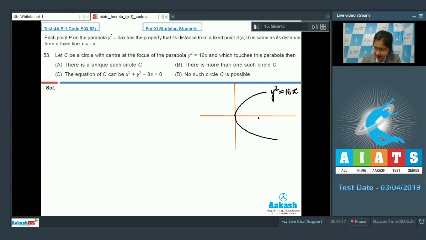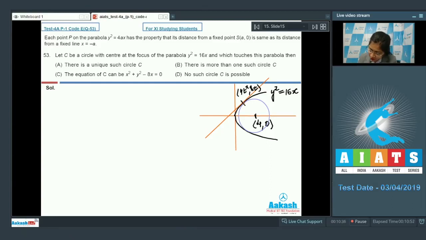Now we have to find a circle whose center is the focus, that is (4, 0). If the circle is touching the parabola, then they will have a common tangent. Let us say this is the circle, so the tangent on it is this one. Let us say the point is (at², 2at), where a is 4. So it will be (4t², 8t).